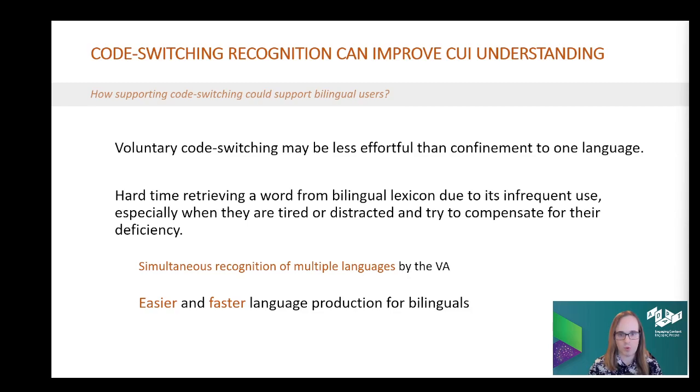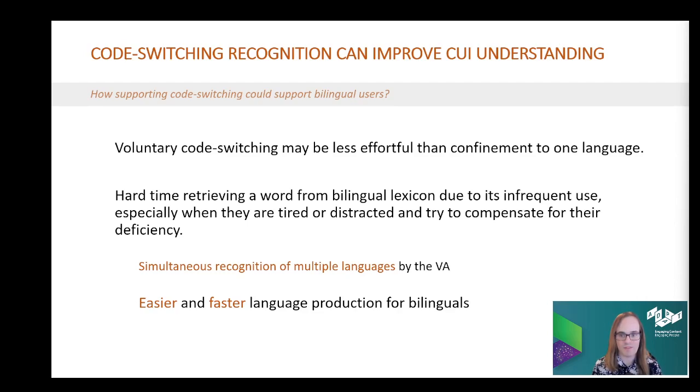So how can we support bilingual users of voice assistants? By supporting code switching recognition. Code switching allows bilinguals to shuttle between two languages, speaking a combination like Spanglish or Franglais or Finglish. This voluntary use of language may be less effortful for speakers than confinement to one language.